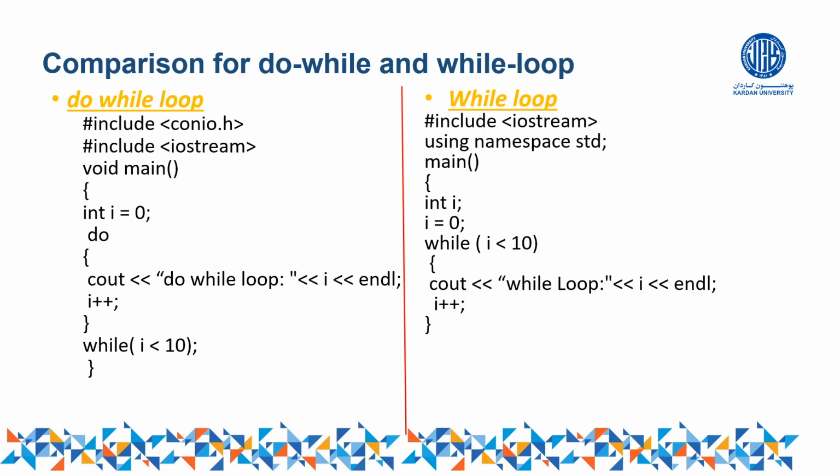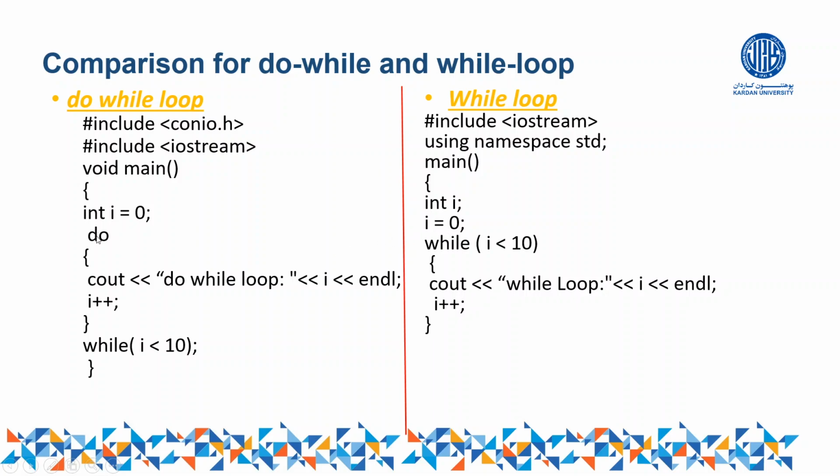Now there is a comparison of the do while and while loop with the help of a simple program. You can see #include iostream, and then conio, and using namespace std. So first of all, int i = 0. This is the initialization part. I have declared the variable, and then the variable is initialized from 0.